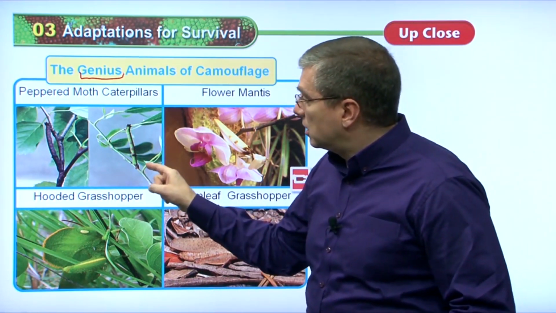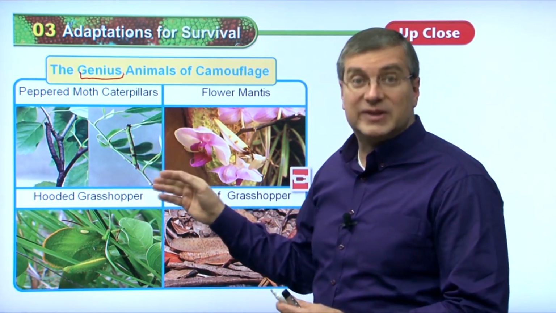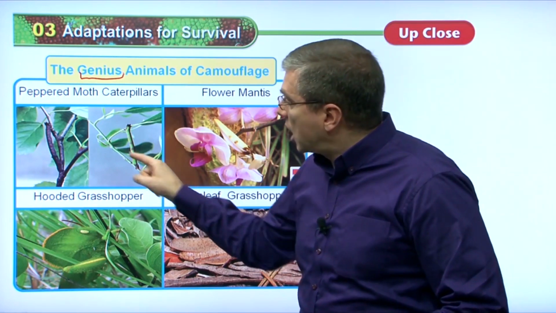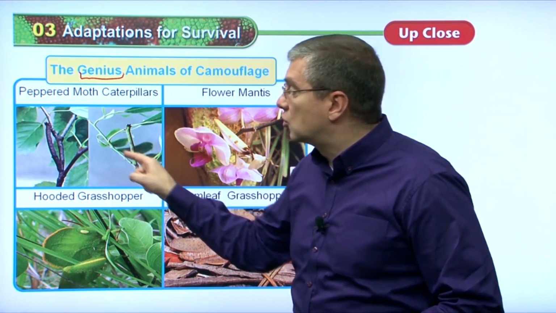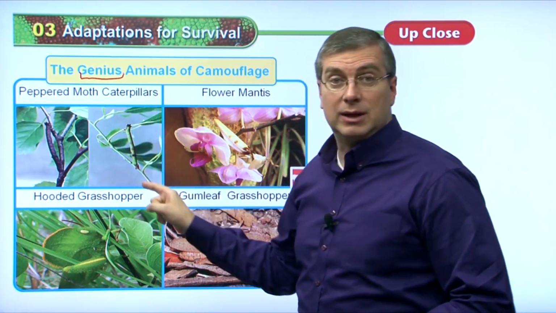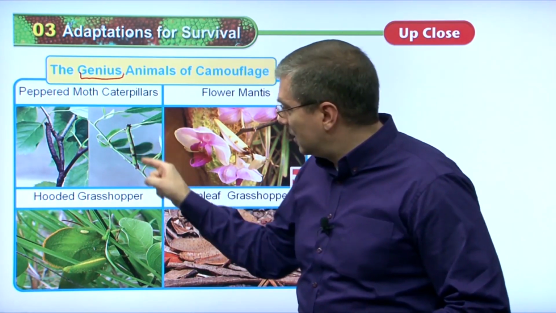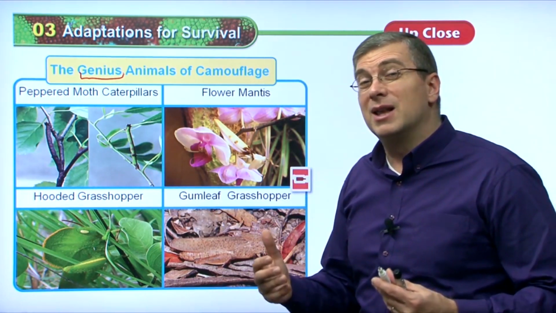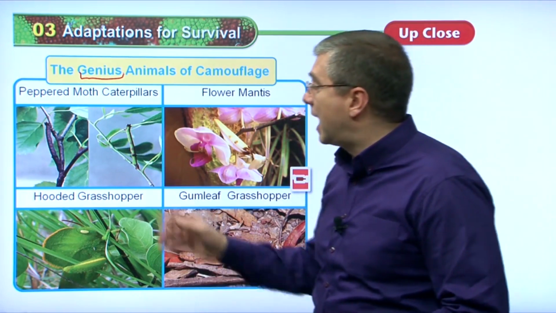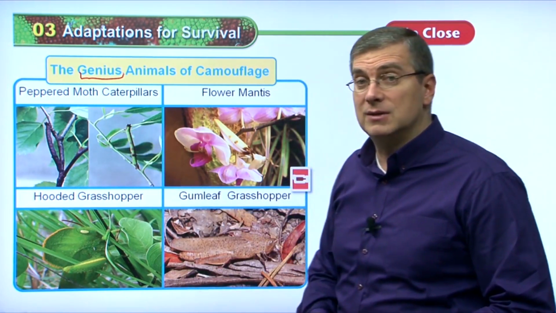In the next picture, same caterpillar or similar caterpillar, but the color of the plant has changed. Now the plant is green, so the caterpillar is green. And again, it looks like a branch of the plant. So the caterpillar's like a genius at being able to hide inside the plant.